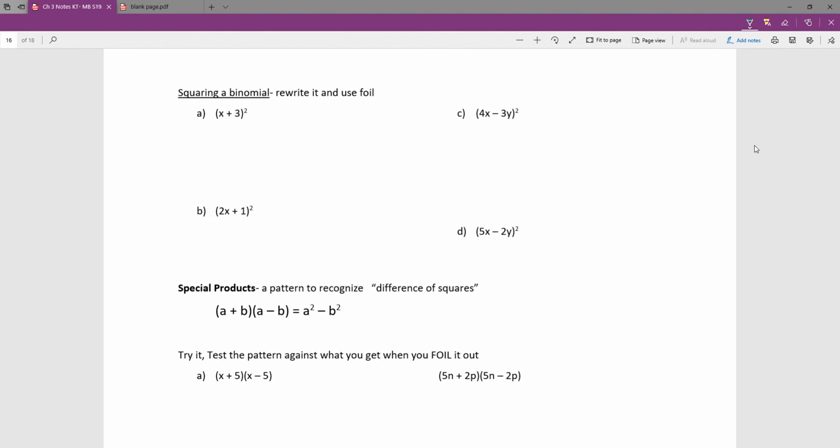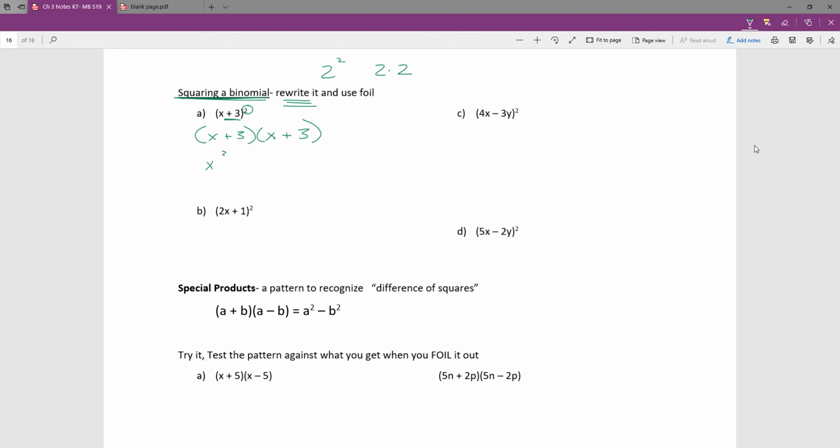So this next little bit is about squaring a binomial, and this is really just a new way of representing. If we remember what it meant when we squared something, 2 squared means 2 times 2. So all of this squared means x plus 3 times x plus 3. So you need to rewrite it out. And now we're going to use FOIL. It's really just a case of how we write this and recognizing what it means.